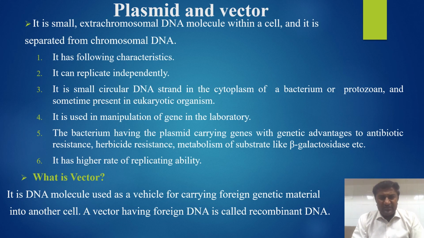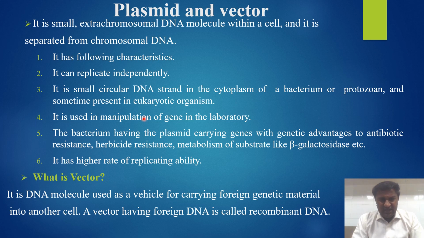What is the plasmid and vector? Plasmid is a small extrachromosomal DNA molecule within a cell and it is separated from chromosomal DNA. It has the following characteristics. It can replicate independently. It is a small circular DNA strand in the cytoplasm of a bacterium or protozoan and sometimes present in eukaryotic organisms.